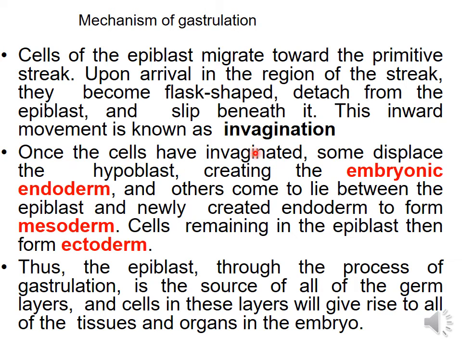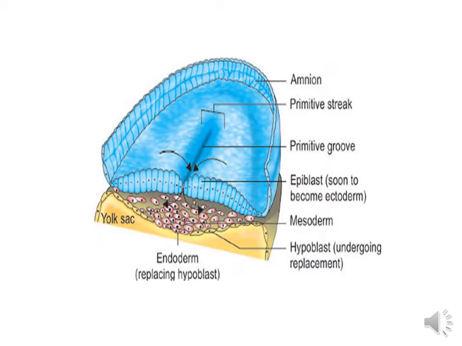Once the cells have invaginated, some will displace the hypoblast, creating the embryonic endoderm, and others come to lie between the epiblast and the newly created endoderm to form the mesoderm. Then the cells remaining in the epiblast form the ectoderm. Thus, the epiblast, through the process of gastrulation, is the source of all of the germ layers, and cells in these layers will give rise to all of the tissues and organs in the embryo.